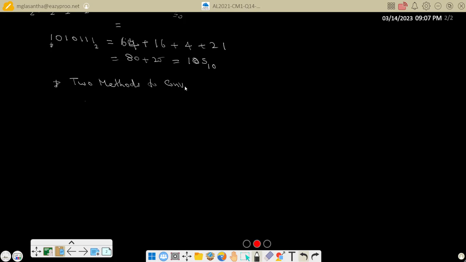Convert to binary. Okay. First method is for small numbers. Let's say, suppose you want to convert 1.